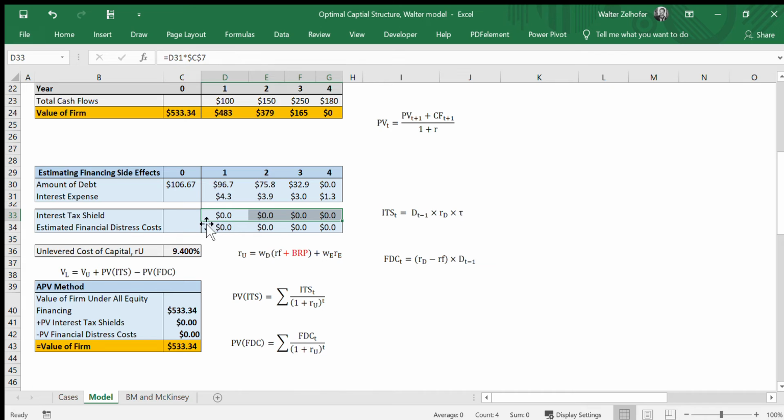The financial distress costs are 0. We'll get back to that in a moment and how I figured out how to estimate that. And what we're doing is we're going to be estimating the unlevered cost of capital using this formula down here.